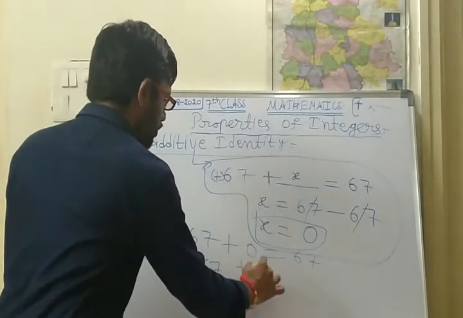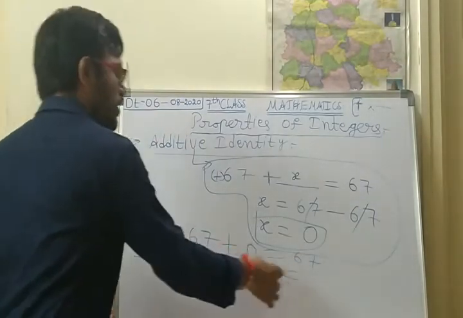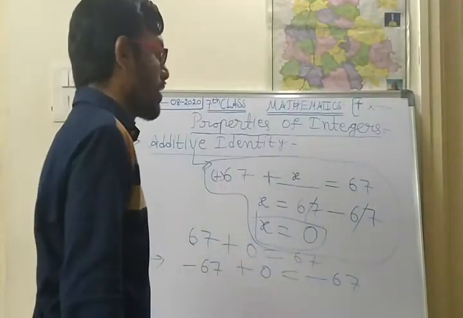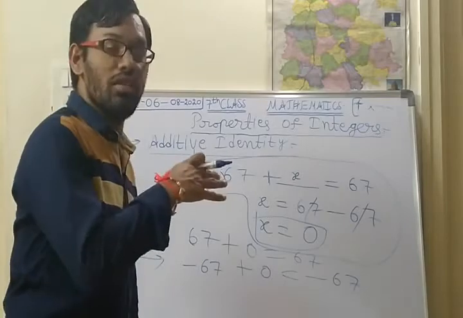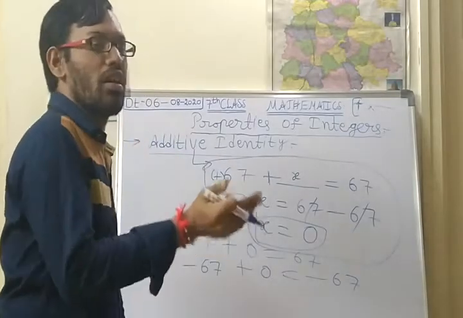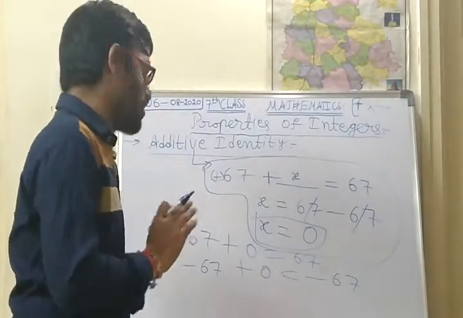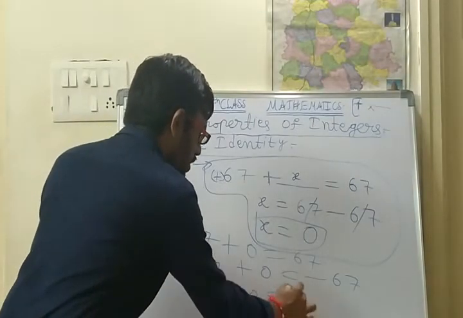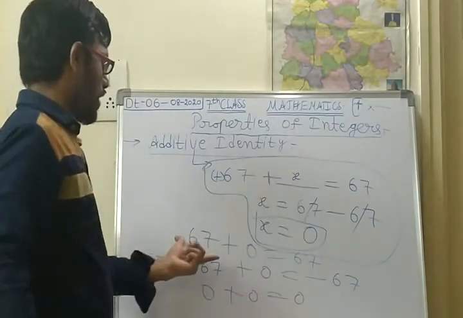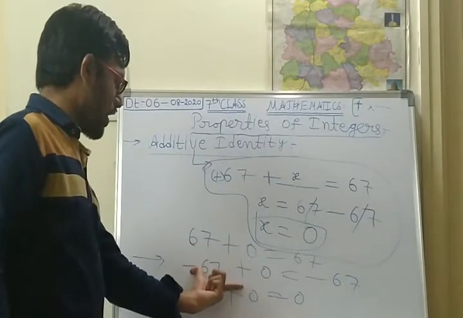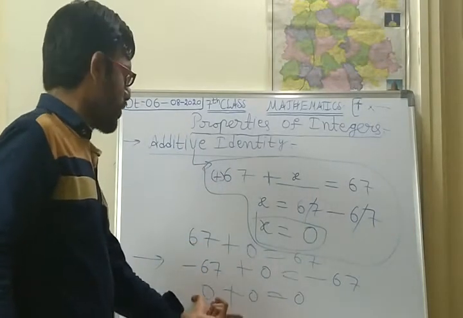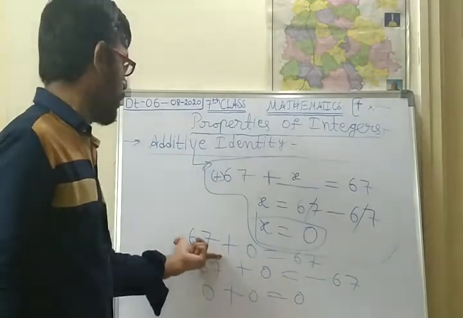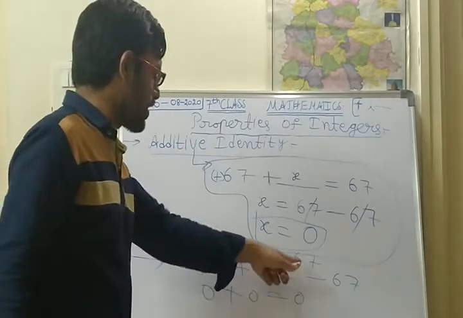Minus 67 plus 0. What is minus 67 plus 0? Minus 67 only. So what can we conclude from this? If we take a negative integer, a positive integer, or 0, where 0 plus 0 is 0 only, that means in the whole number, negative number and natural number cases, the result is the same number.